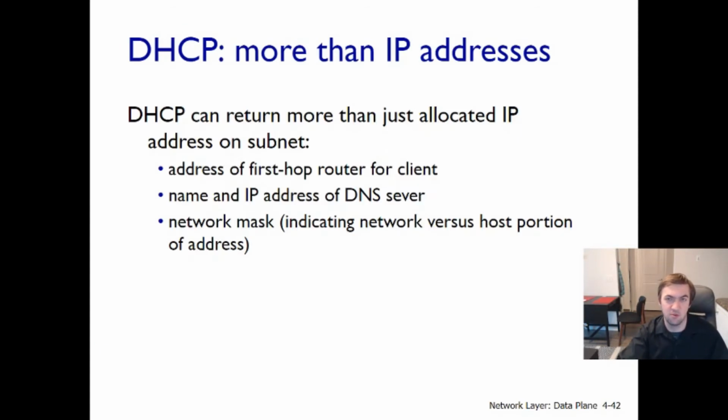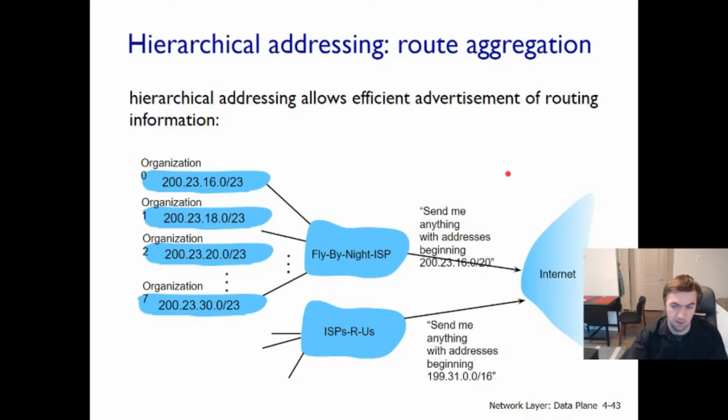Now, DHCP can do more than just dole out IP addresses. We can also give the address of the first hop router for the client so it can figure out where it should start sending its messages. It can provide the name and IP address of a DNS server if you need to get on the internet, and also provide a network mask, which allows you to indicate which part of an IP address is the network versus which part is the host.